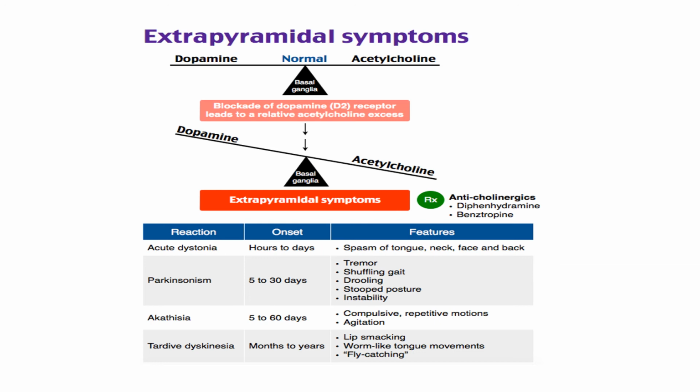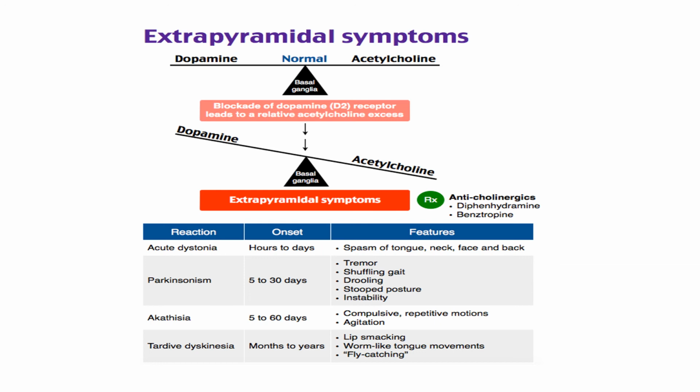So the tremor, the shuffling gait, by the way, it's a resting tremor, the drooling, the stooped posture, and the instability of standing, like you're very unstable when you stand. So that is purely from blocking dopamine and having excessive acetylcholine. Akathisia, another one that we spoke about.